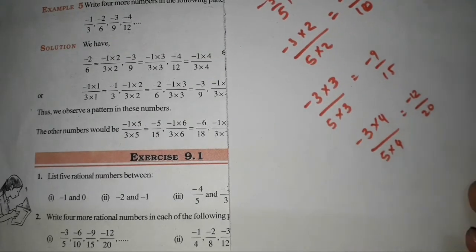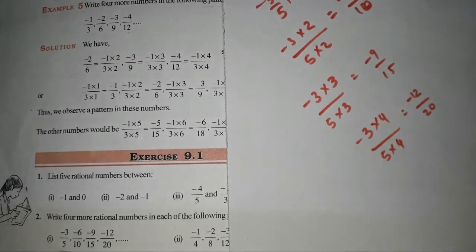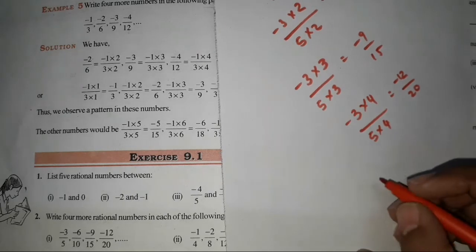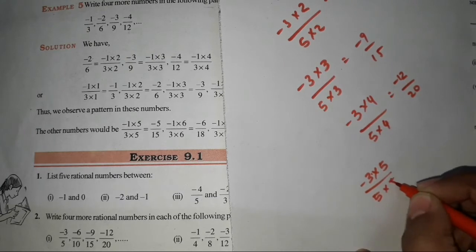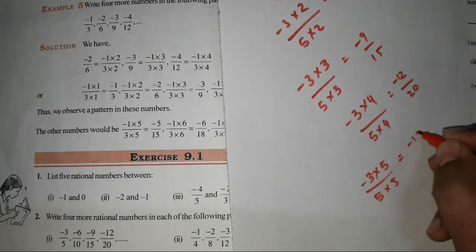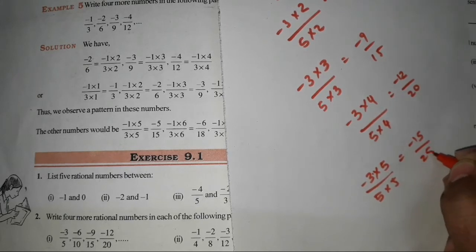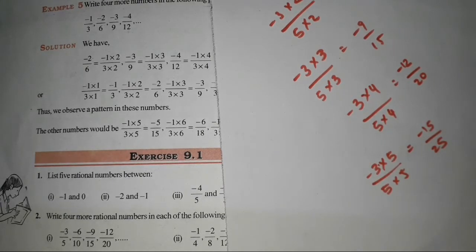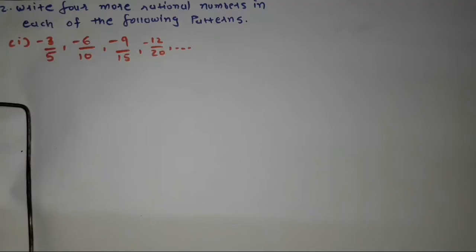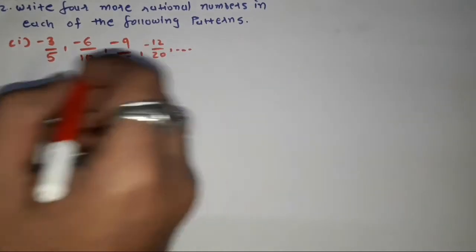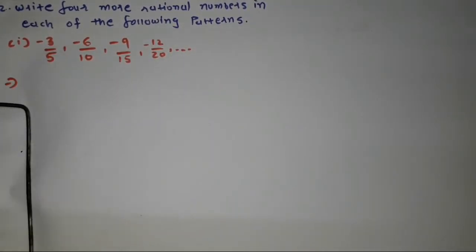Now these numbers are given. Now the question is to find the next ones. So after multiplying with 2, 3, 4, we now take the next number, which is minus 3 multiplied by 5 upon 5 multiplied by 5. So I get minus 3 5s are minus 15 upon 5 5s are 25. Similarly, we will find the upcoming rational numbers. Whenever this type of question comes, you have to check which pattern is being followed. As I showed you, this was minus 3 multiplied by 4, minus 12 upon 20.